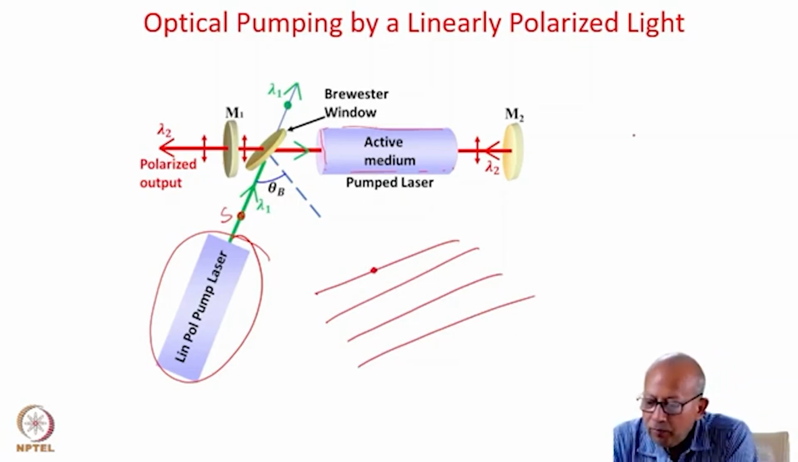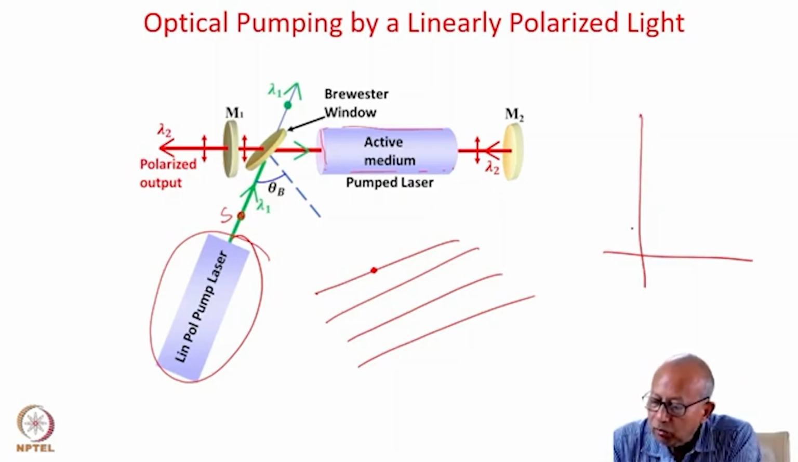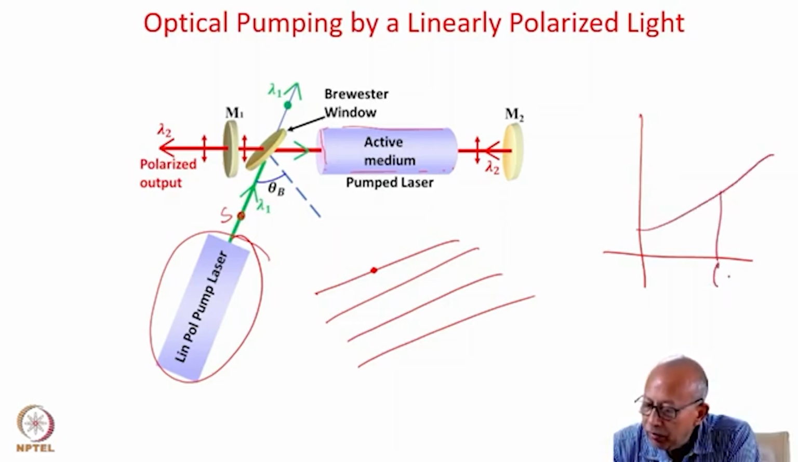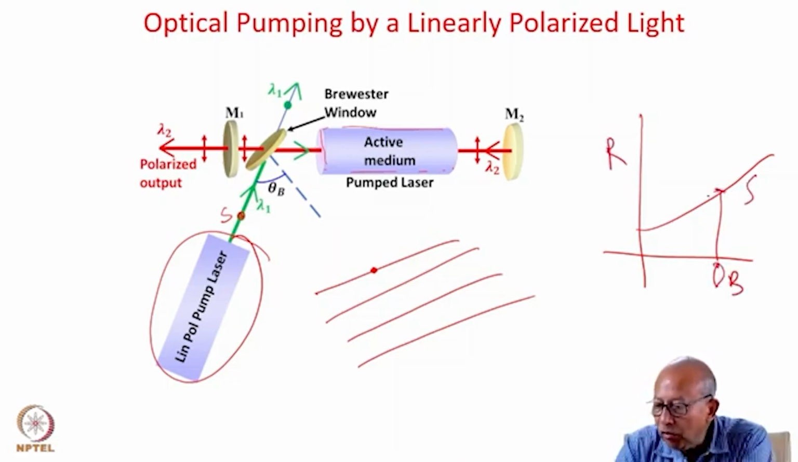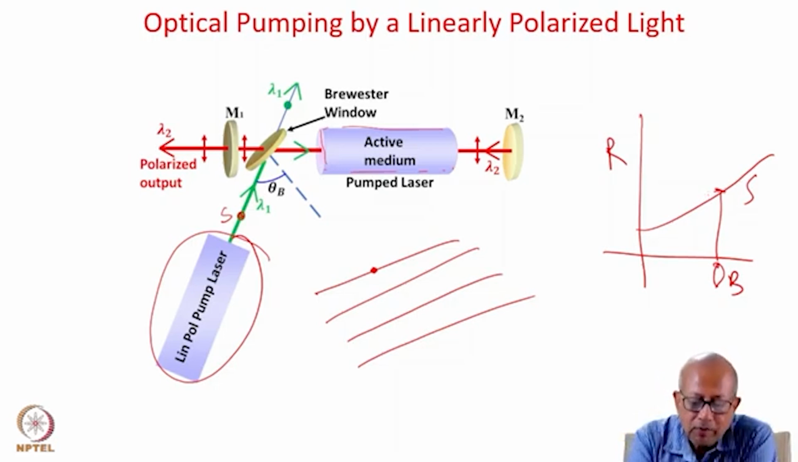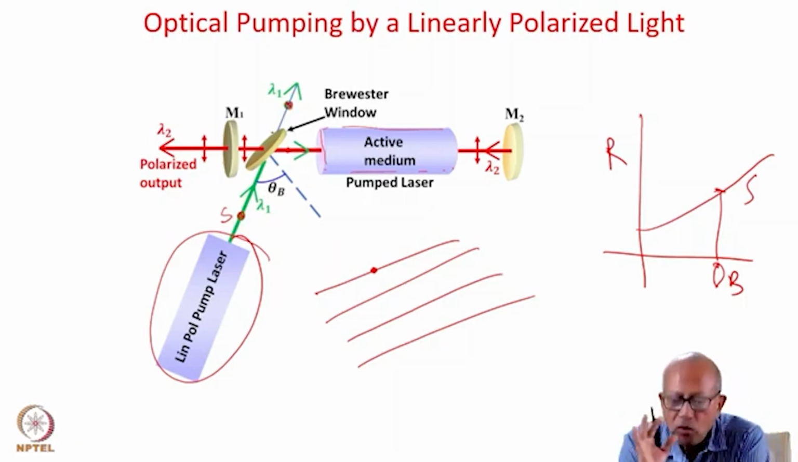Now you know that the S polarization can be both reflected and transmitted. This is the Brewster angle, theta b, and this is the S polarization, and this is the reflectivity. So part of this polarization will be reflected and the other part will be transmitted. It will just escape out, don't bother.